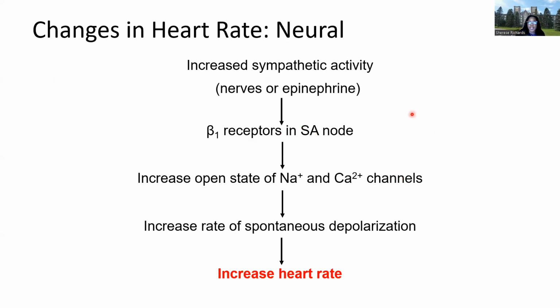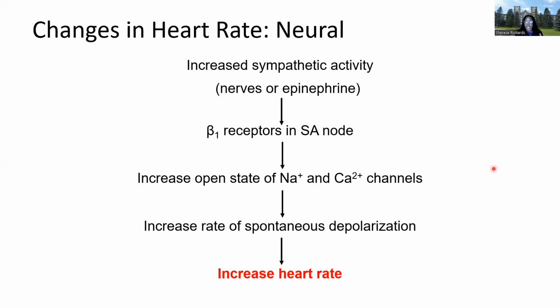So here's what that will look like. If we have increased sympathetic activity, we have increased epinephrine being released from the postganglionic neurons. We've got beta-1 receptors, right? We know that the adrenergic receptors that are specific to cardiac muscle are called beta-1 receptors. They are specifically on the SA node and AV node.